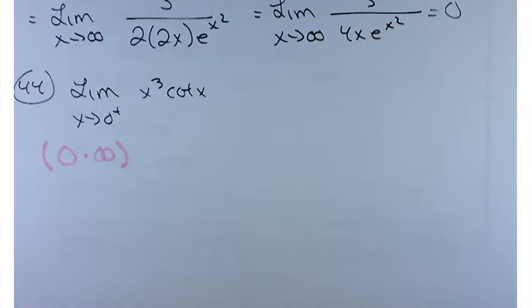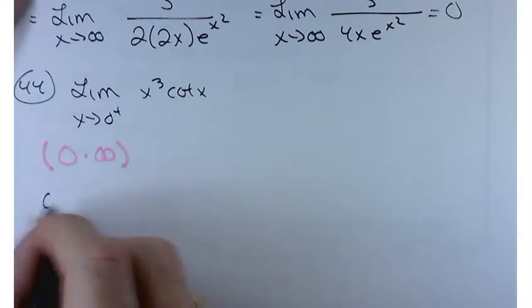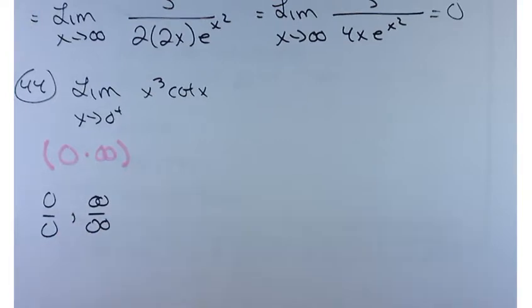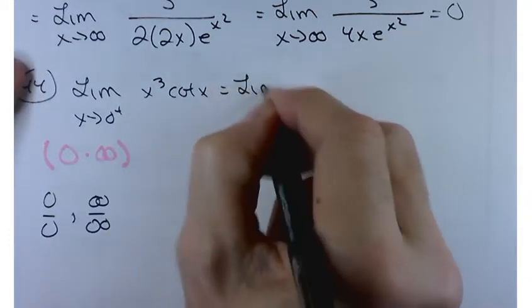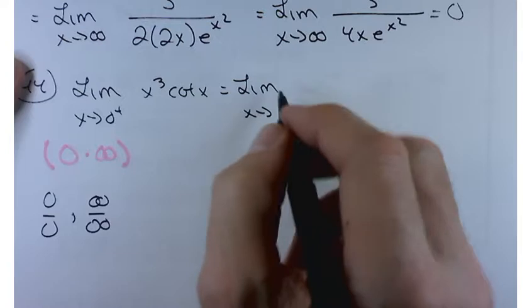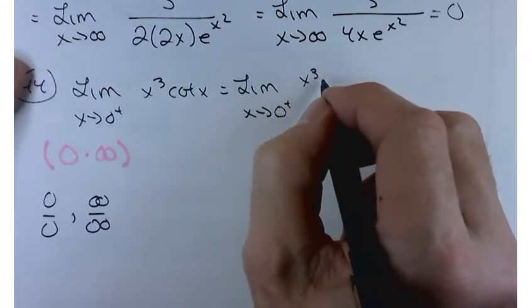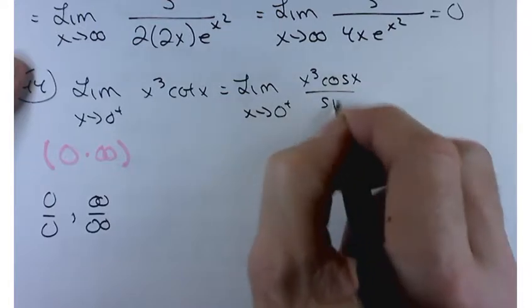Well, which one wins, right? Is 0 bigger or is infinity tougher? You know, who knows? Now, I want to use L'Hopital's rule, but L'Hopital's rule says that I've got to have 0 over 0 or infinity over infinity. In other words, I've got to play around with this a little bit to put it in a better form. Sure, we can change cotangent x. How would you like to change cotangent x? Cosine over sine? Good, so let's try that. That's a good place to start. x cubed times cosine of x divided by sine of x.